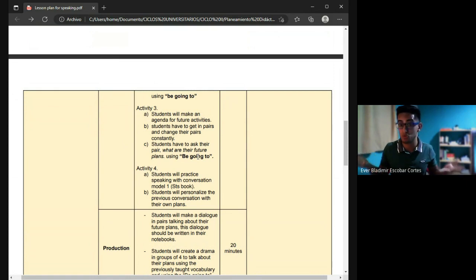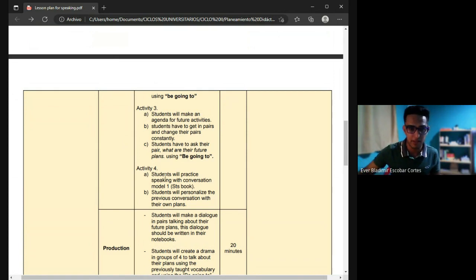But they are going to make an agenda with those plans, and at the same time, they are going to get in pairs, right? So they are going to share their information with their classmates, and they're going to be asking each other this question: hey, what are your plans for Monday? Or do you have plans on Saturday or something like this? They are going to be discussing this.